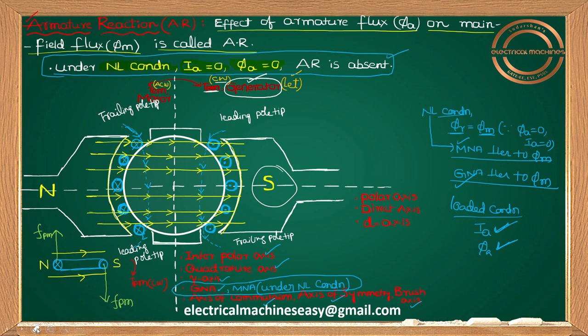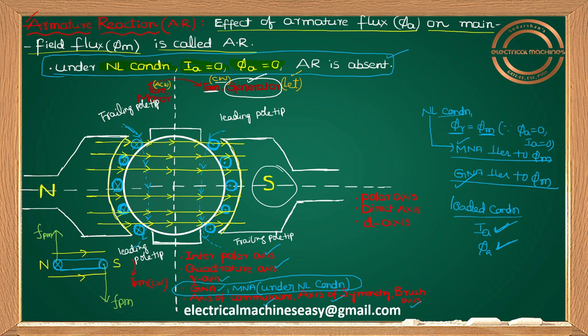Please try to understand here. Let me have some simple, very important points here. Try to understand clearly. Under trailing pole tip, in this case generator point of view, trailing pole tip. So tell me, at the north pole trailing pole tip, what is the direction of your yellow color and blue color? Are they in the same direction or opposite direction? Try to understand clearly.